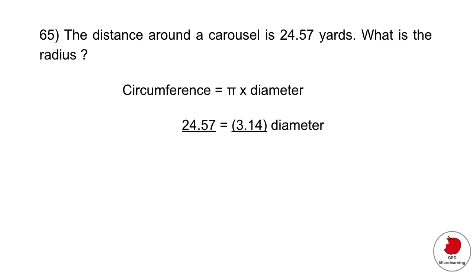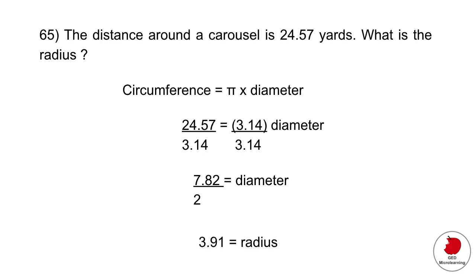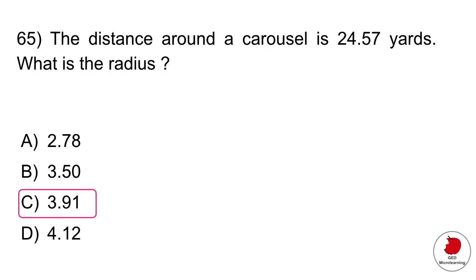And the value for that symbol, pi, is 3.14, multiplied by the diameter. Okay, so what we're going to do is divide both sides by 3.14 to isolate the diameter. But the question is asking us for the radius. And remember that the radius is half of the diameter. So all we have to do is divide that value for the diameter by 2. That would give us the radius, which is 3.91. Option C.